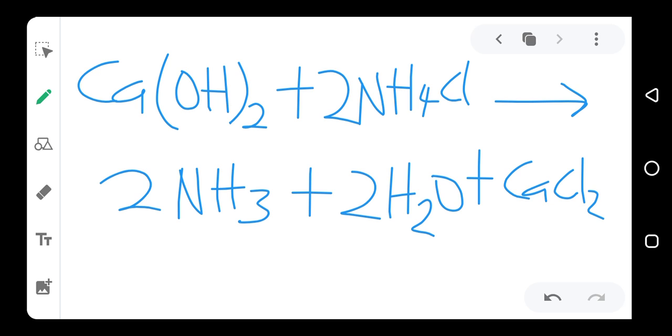so this is the balanced chemical equation for the reaction. Everything, the total number of atoms for calcium is 1, for oxygen is 2, for hydrogen it is a total of 2 times 4 plus 2, total of 10.